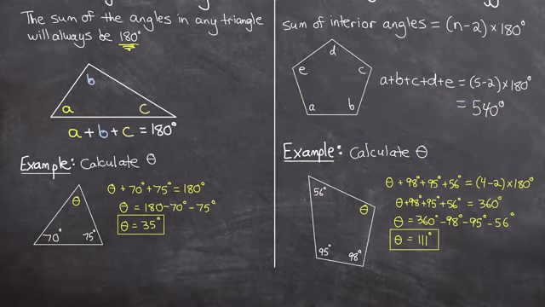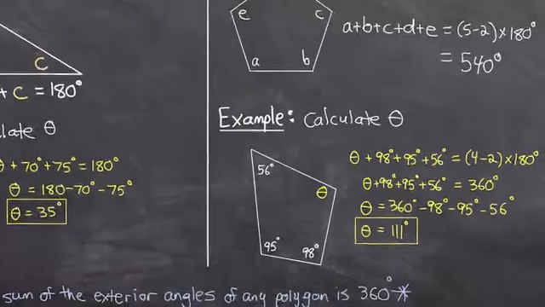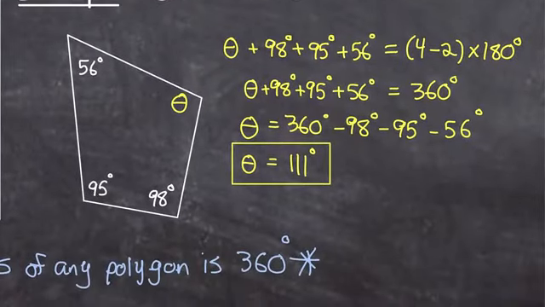And let me actually leave you with a note about the exterior angles of a polygon. The sum of the exterior angles of any polygon is always 360 degrees. So let me just zoom in here and give you a really quick diagram of what that would look like.